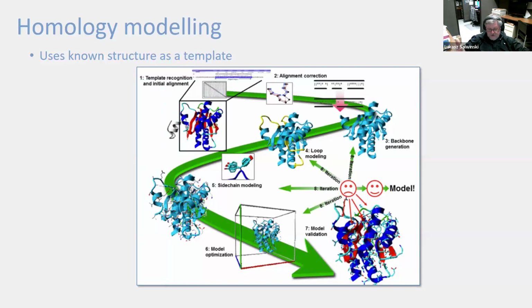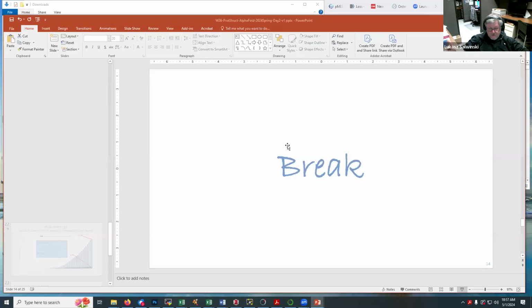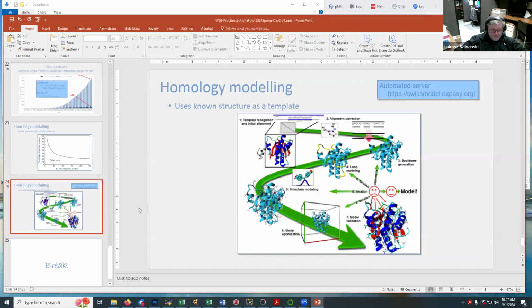So that's the common approach for the cases where there are templates. The whole approach can be automated to some extent, and there's actually a nice server that is available for homology modeling.